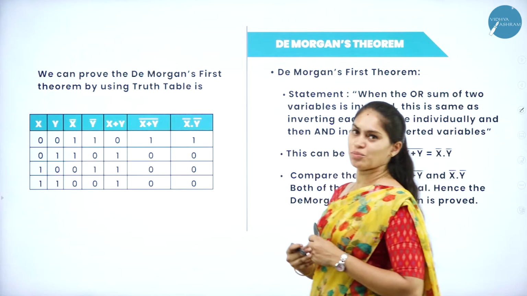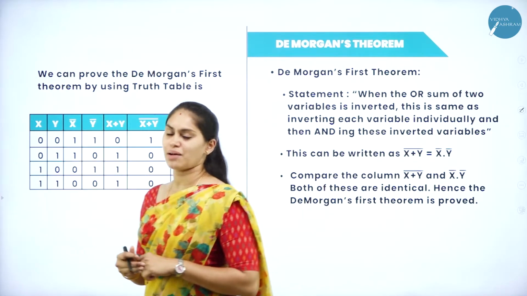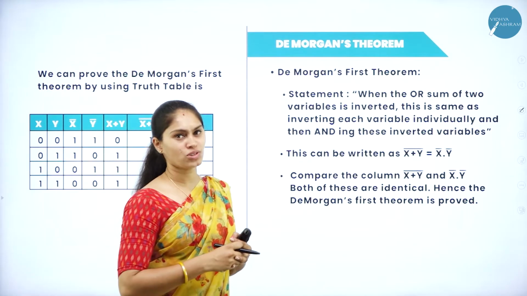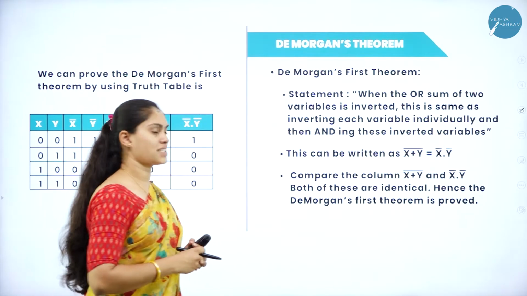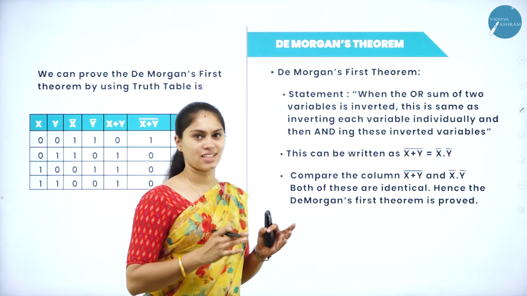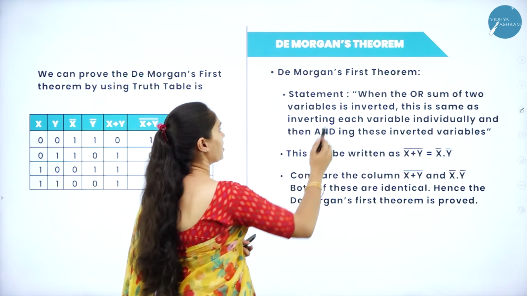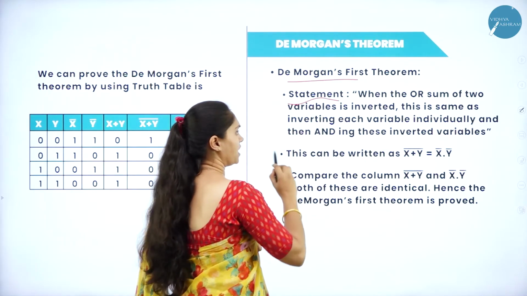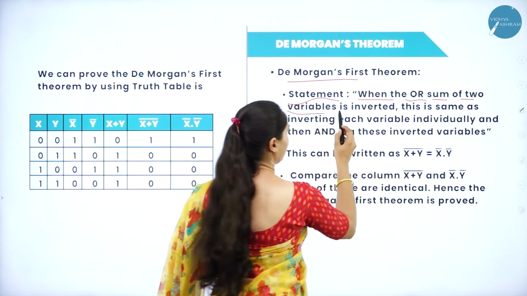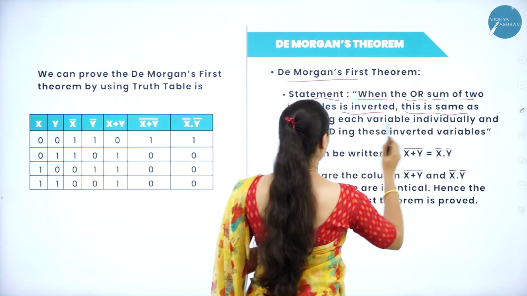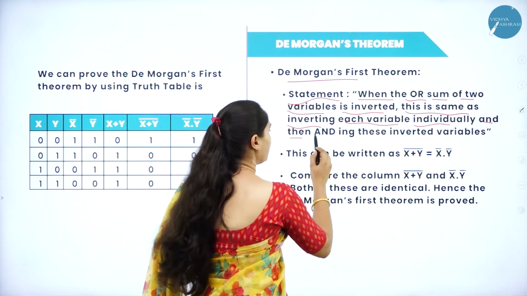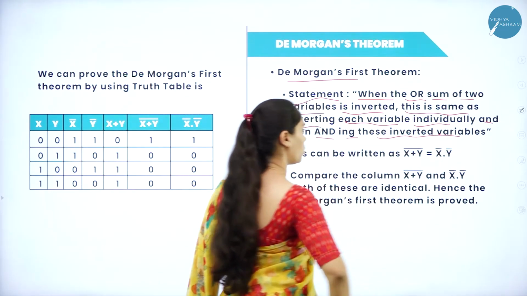So now we'll see the most important topic of this chapter, that is De Morgan's theorem. Here we have two theorems under De Morgan's theorem: De Morgan's theorem 1 and the second De Morgan's theorem. So we'll see De Morgan's first theorem now. What does it state? When the OR sum of two variables is inverted, this is the same as inverting each variable individually and then adding these inverted variables.